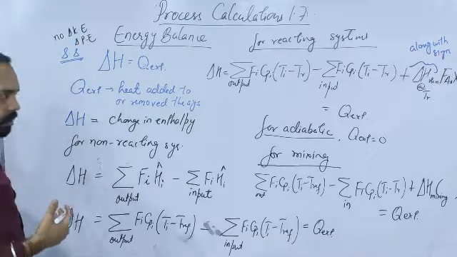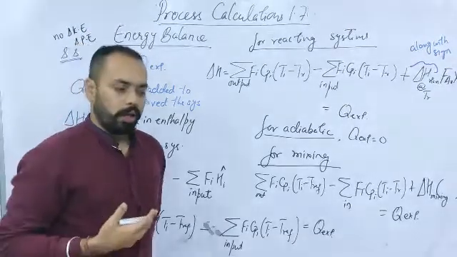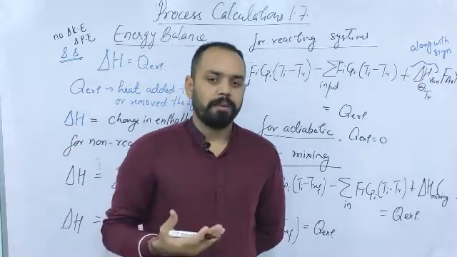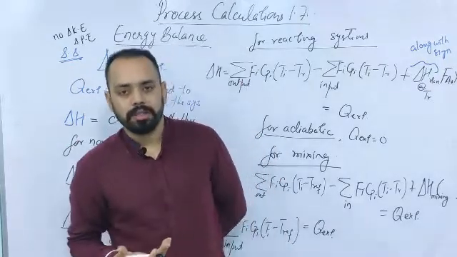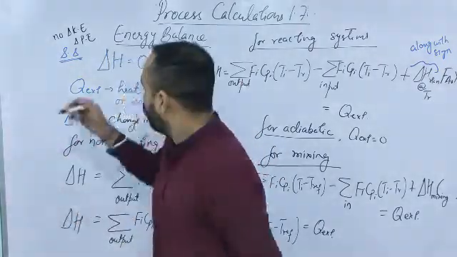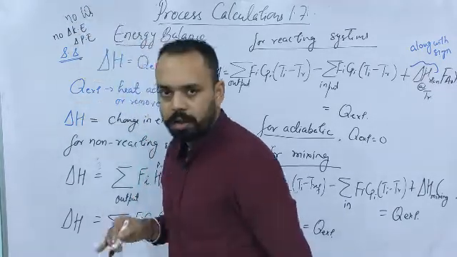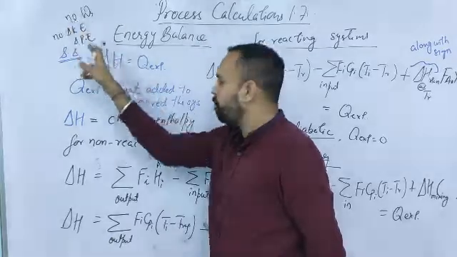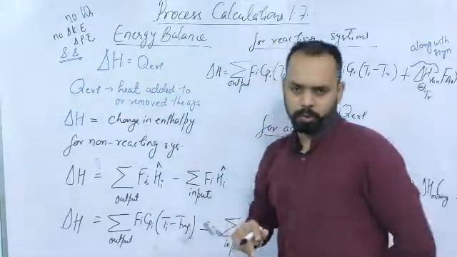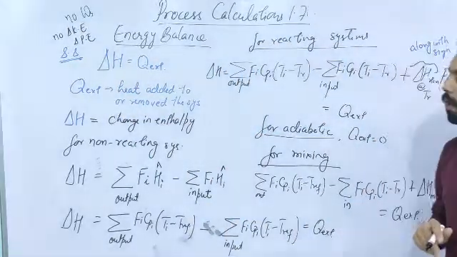Meanwhile, while deriving this equation, at some step in the derivation we are neglecting the change in kinetic energy and the change in potential energy. Also, we assume that there is no shaft work. So when all these assumptions are there, you have the equation: enthalpy change is equal to Q external, right?